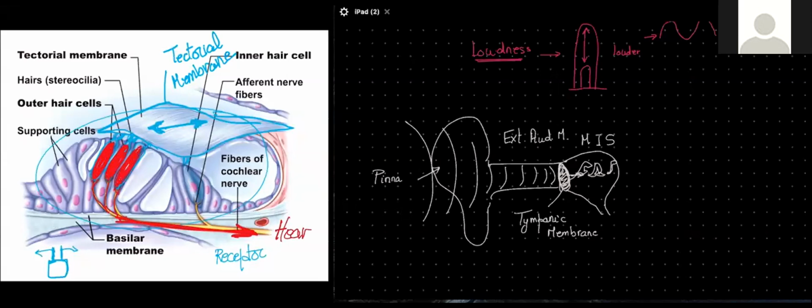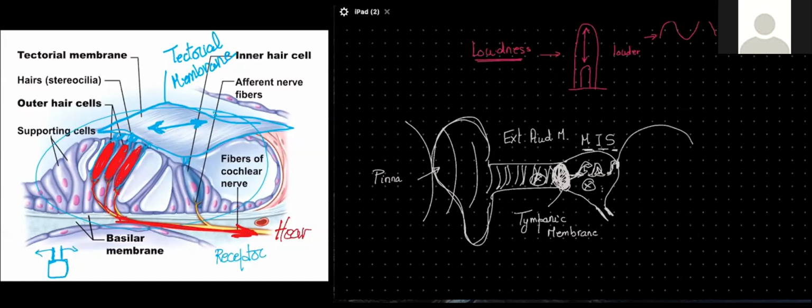So again, how do you hear? First, the ear pinna will be collecting the sound waves that will then be conducted to the external auditory meatus, causing the vibration of the eardrum. Vibration of the eardrum can allow the vibration of three tiny bones located in the middle ear, namely malleus, incus, and stapes. Remember, you need to equalize the pressure on both sides of the tympanic membrane. That's why your middle ear is going to be connected to your pharynx through the pharyngeal tympanic tube.